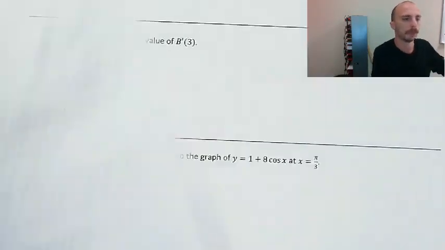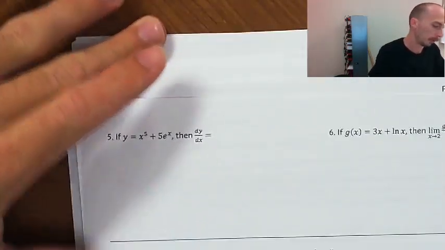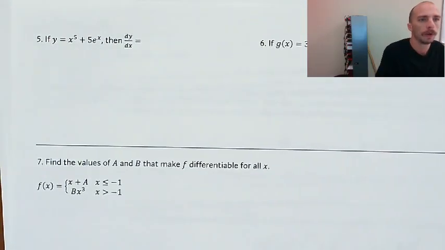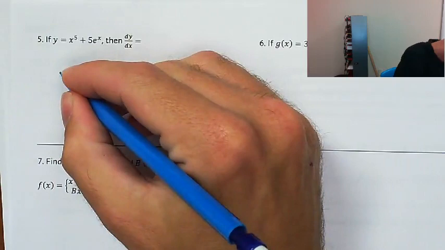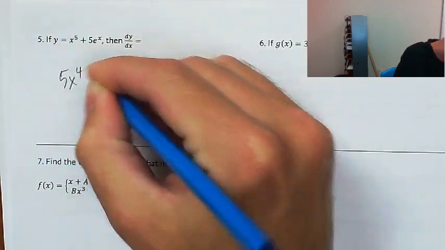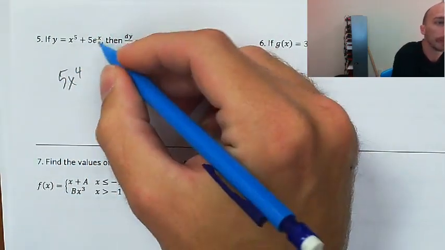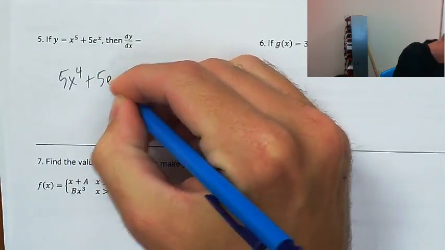Okay. Now, we're on to the next one. More power, so just take the derivative, that's dy dx. So that's going to be 5x to the 4, and the derivative of e to the x is e to the x, so that'll be 5x to the 4 plus 5e to the x.